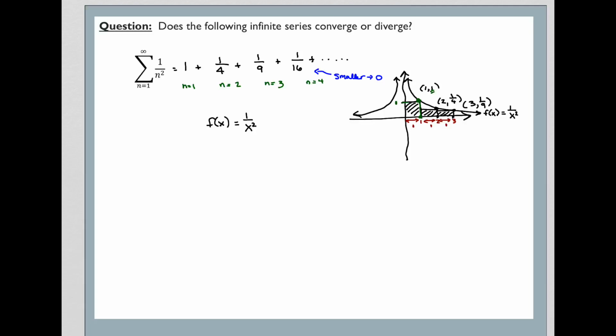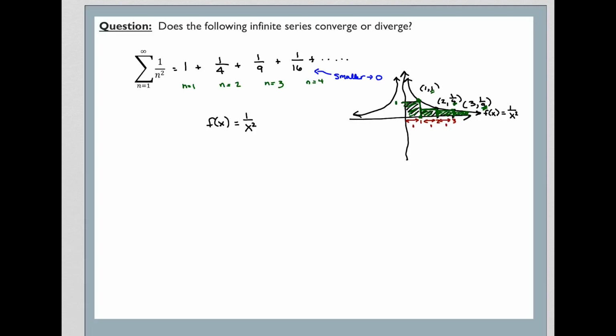It's the y value that corresponds to the x value of 1. The height of the second rectangle is 1/4. That's the y value that corresponds to the x value of 2. The height of the third rectangle is 1/9. That's the y value that corresponds to the x value of 3, etc. So what if I was to look at all of these inscribed rectangles?